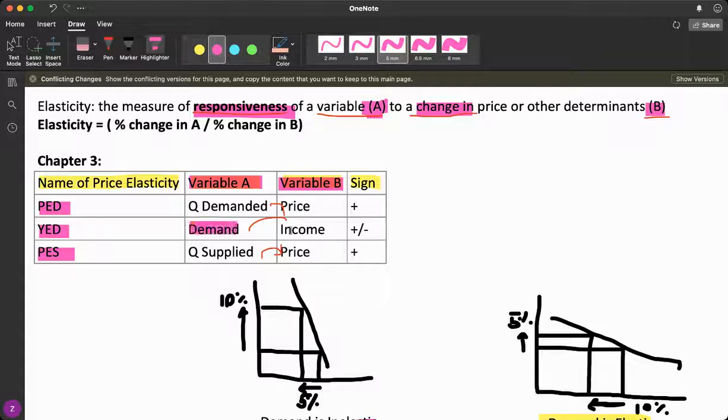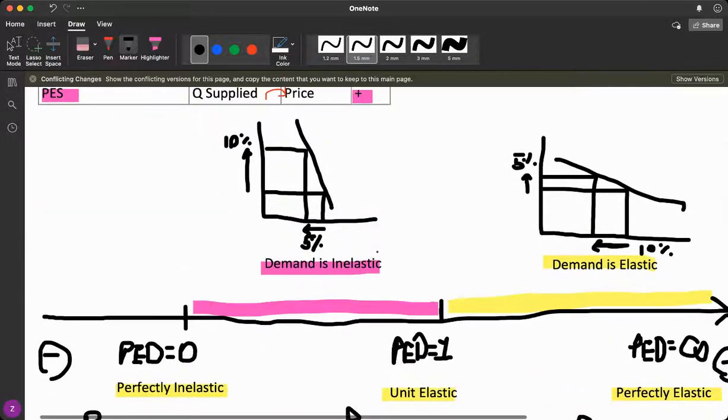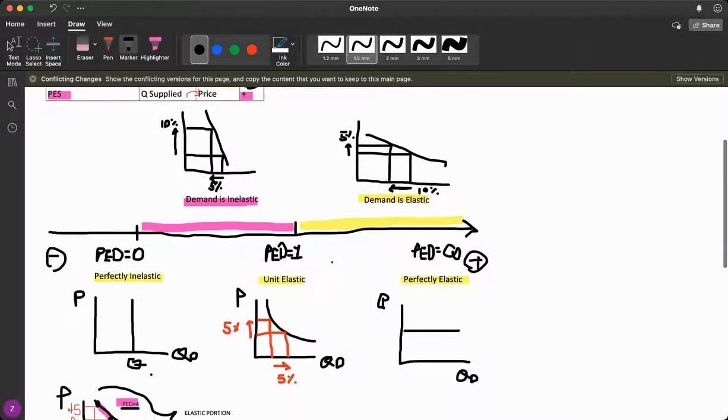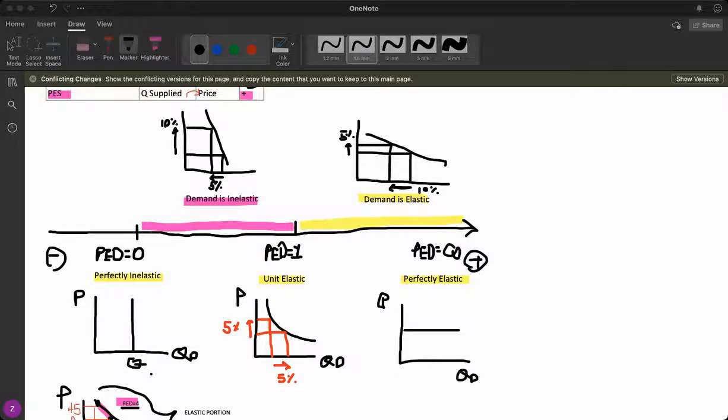The sign for PED and PES are both positive. For PES, it's because of the positive relationship between quantity supplied and price. And for PED, it's positive because we measure this value in absolute terms for convenience, even though technically it should be negative due to the negative relationship between quantity demanded and price. YED is a little special here since it can be negative or positive. Now I'm going to draw something like a timeline to show you all the ranges of these 3 elasticities and their corresponding characteristics and economic models.